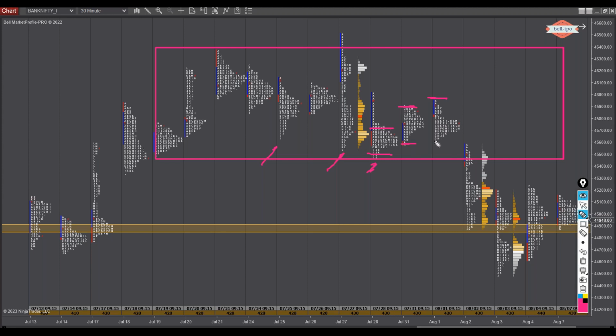And then the range extension was to the downside. And then on this day, we give a clean break. Make sense? So you have to look at higher time frame references.